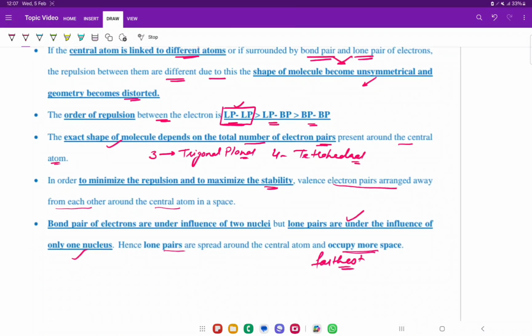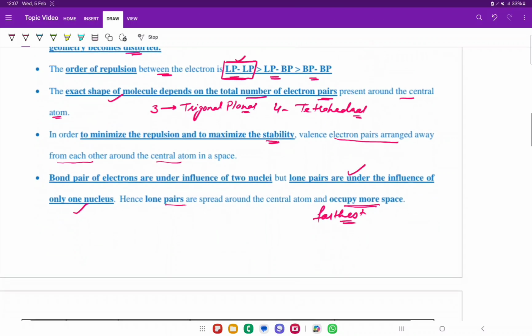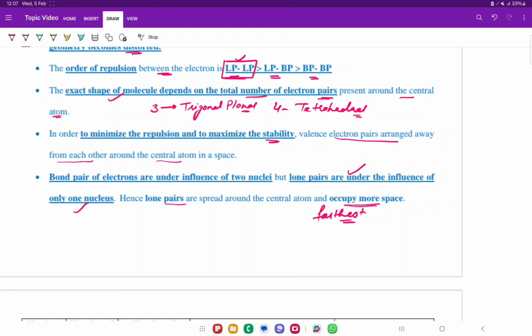The exact shape and geometry of a molecule depends on the total number of electron pairs present around the central atom. If they are all bond pairs, and suppose there are 3 bond pairs, the regular geometry will be trigonal planar. 4, tetrahedral. 5, it is trigonal bipyramidal, and so on, which we have tabulated in the table down below. In order to minimize the repulsion and maximize the stability, the molecule tries to arrange its electron clouds at the farthest distance from each other.